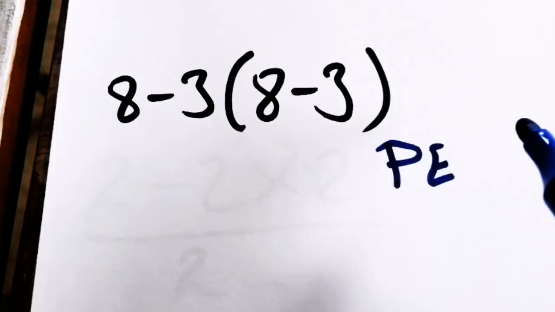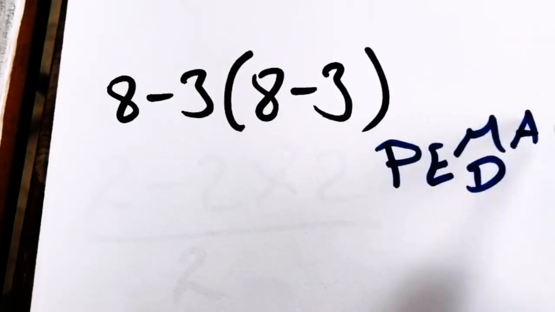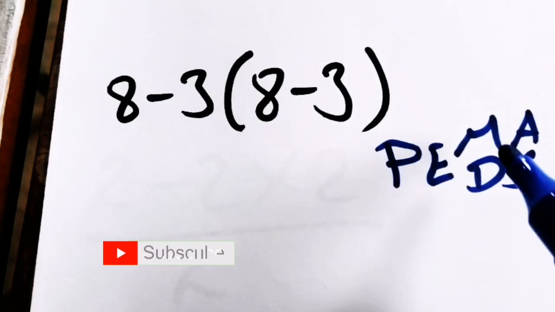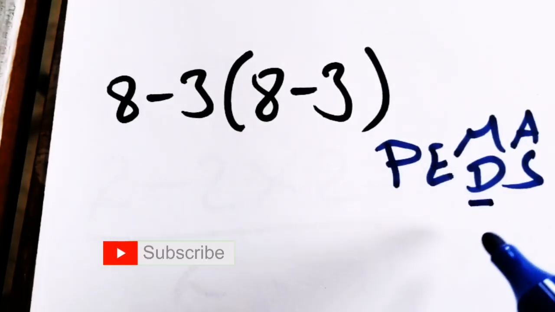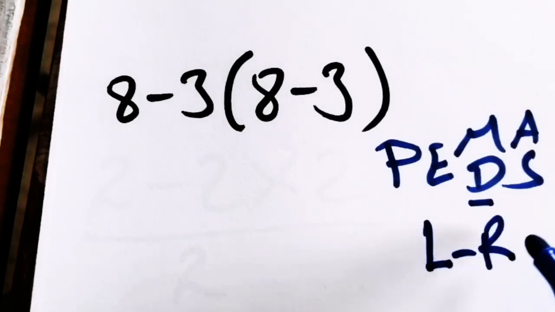parentheses, then exponent, multiplication or division, and finally addition or subtraction. Remember that multiplication and division have equal priority, work from left to right. The same applies to addition and subtraction.